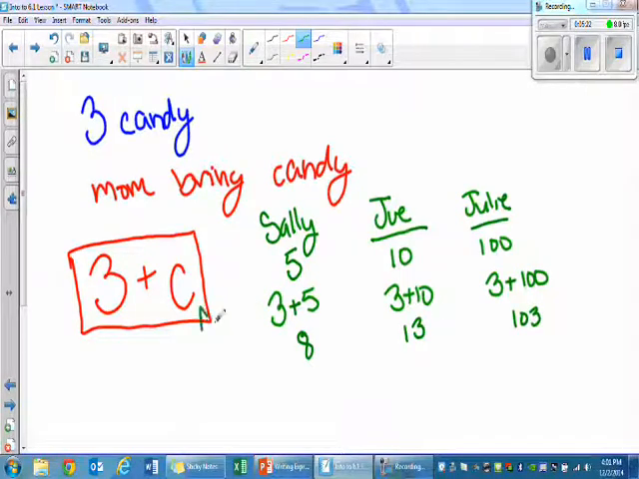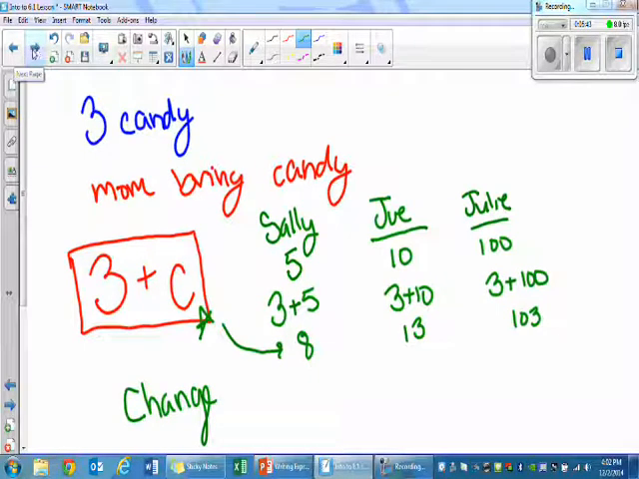Okay, so I used this algebraic expression to figure out their total amounts of candy. We had to have the C because it was going to change. Variables are a variable because they change. It's not always going to be the same number, but they do represent a number. That's important to remember. Later on, we are going to be doing different types of math with these variables.